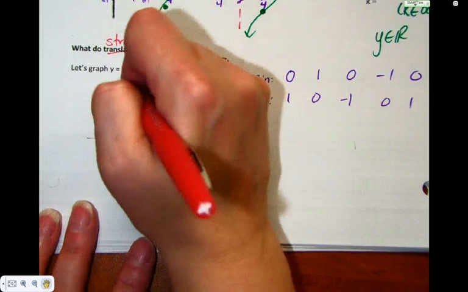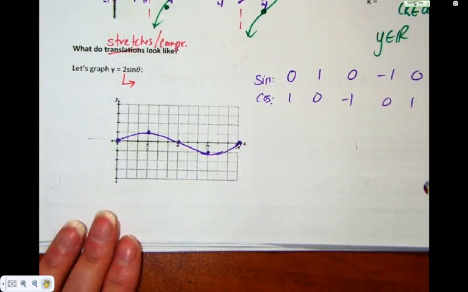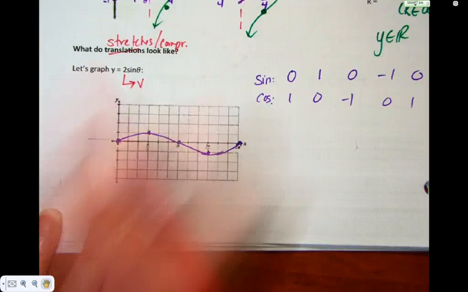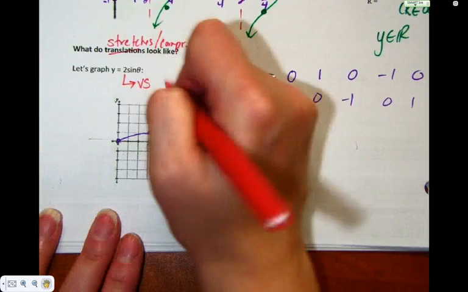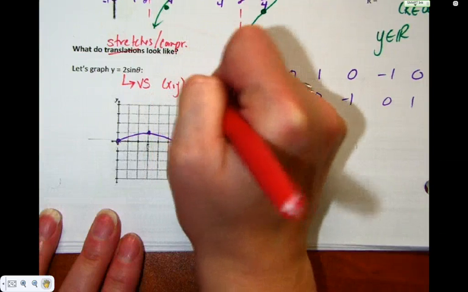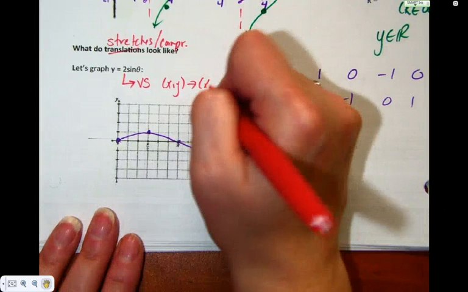Okay, let's talk about the transformation to out front. Vertical stretch, I agree. XY goes to. Perfect.